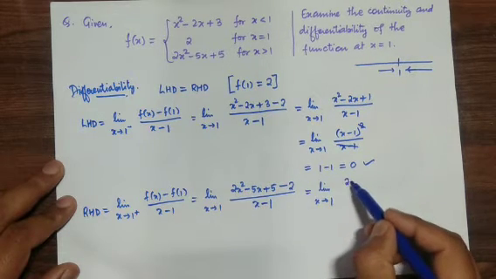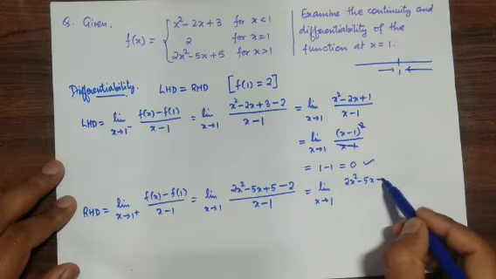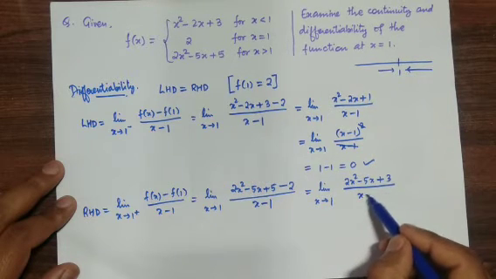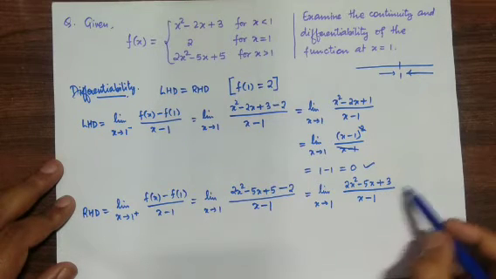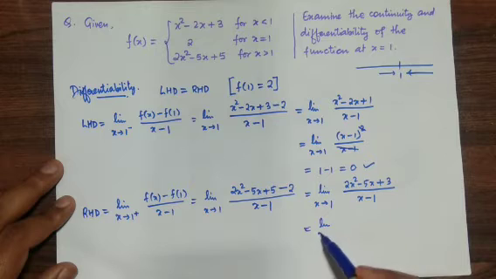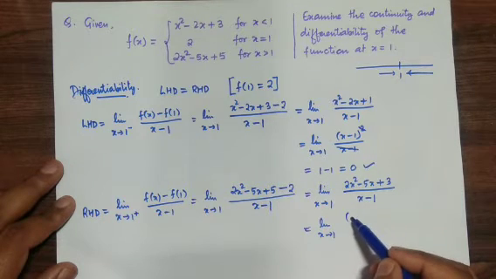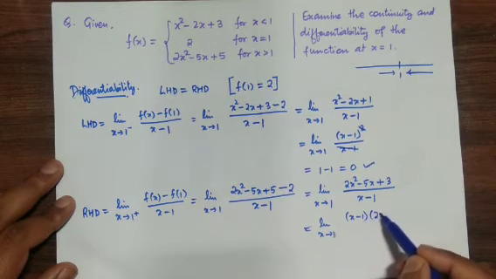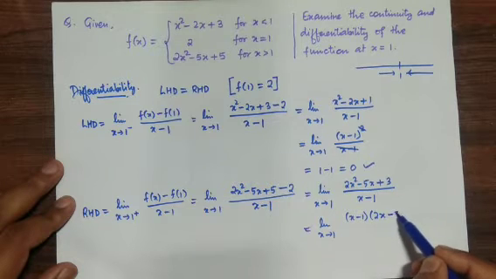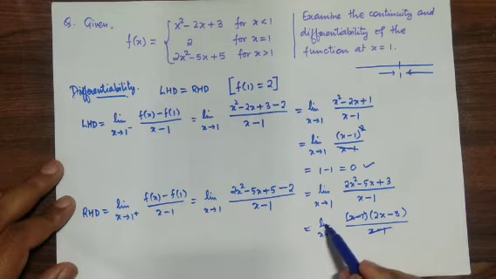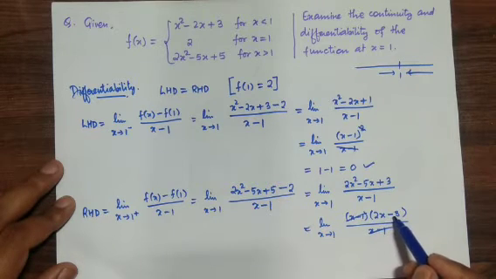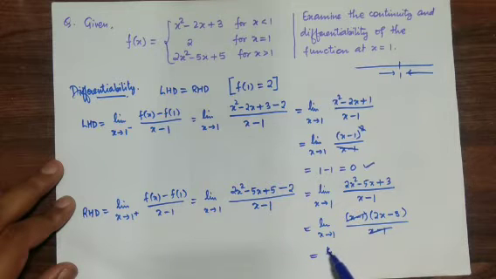So we have limit x tends to 1. Let's simplify this. We have 2x squared minus 5x plus 3 over x minus 1. Now this 2x squared minus 5x plus 3 can be written, if you factorize it, as (x minus 1) into (2x minus 3). So x minus 1 and x minus 1 get cancelled. So we have limit x tends to 1 of 2x minus 3. Let me put the value of x to be 1. So we have 2 into 1 minus 3, which is equal to minus 1.